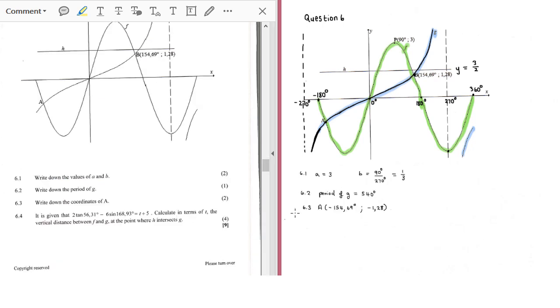So on to the last question, question 6.4. We have that it is given that 2 tan of 56.31 degrees minus 6 sine of 168.93 degrees is equal to t plus 5. Calculate in terms of t the vertical distance between F and G at the point where H intersects G.